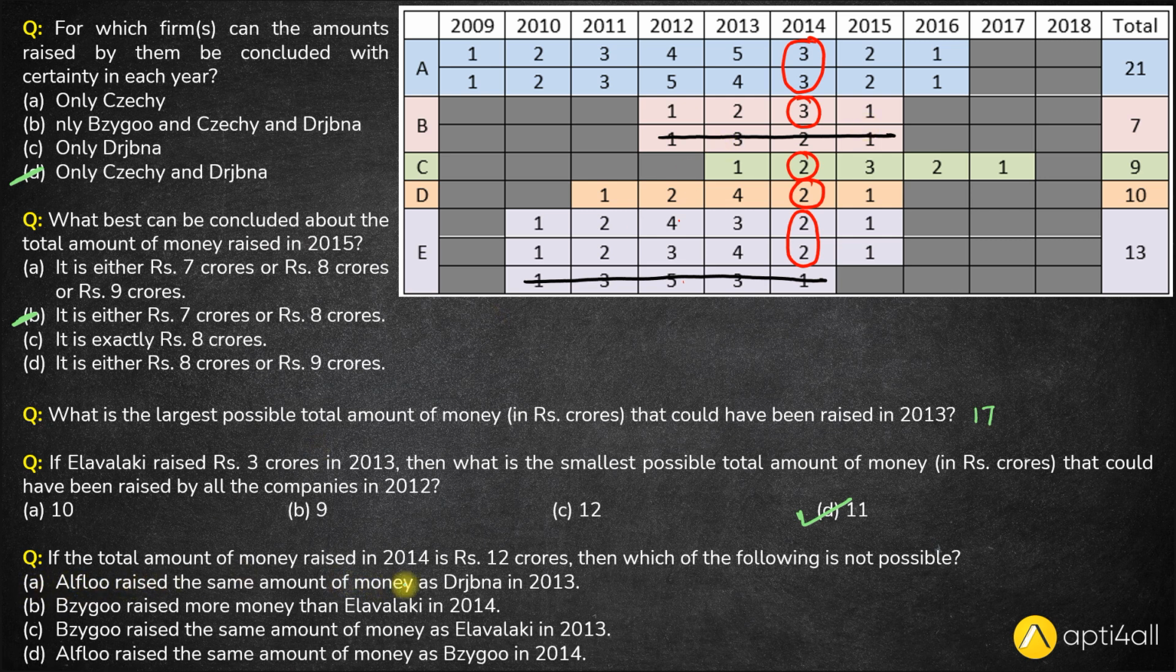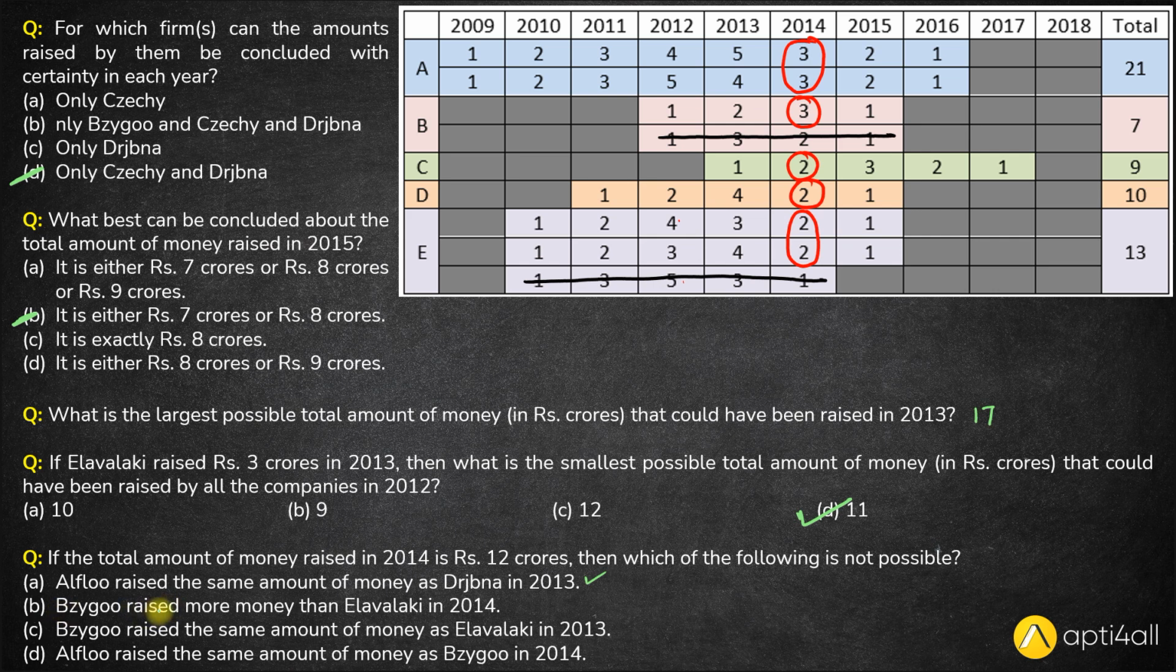A raised the same amount of money as D in 13. So in 13, the amount raised by A and D. The question says they raised the same amount. Now we have to figure out which of these is not possible. So is it possible that A and D raise the same amount in 13? D raises 4 crores and A also can raise 4 crores. So yes, it is possible for both of them to raise the same amount. So this is possible. We'll keep this aside.